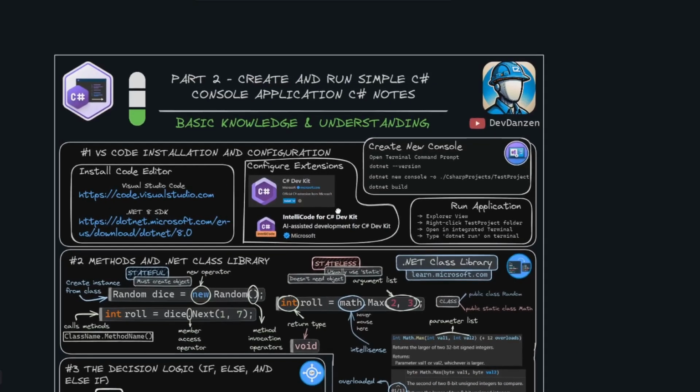Alright, the next step is to create a new console. Open the terminal command prompt. Don't forget to type dotnet --version to check .NET SDK availability. Then type dotnet new console -o ./CSharpProject/TestProject. Finally, type dotnet build so you can get the new template up and ready for code.